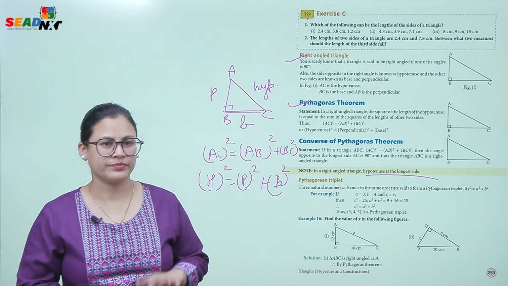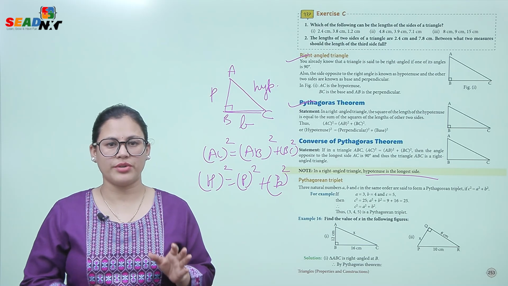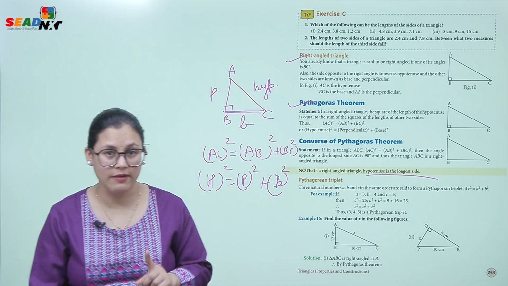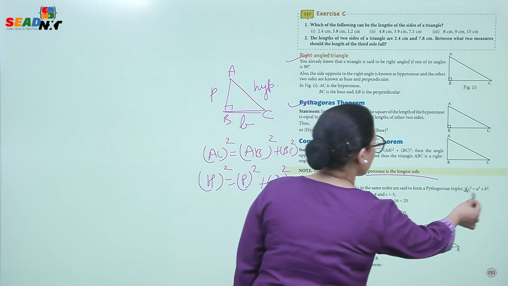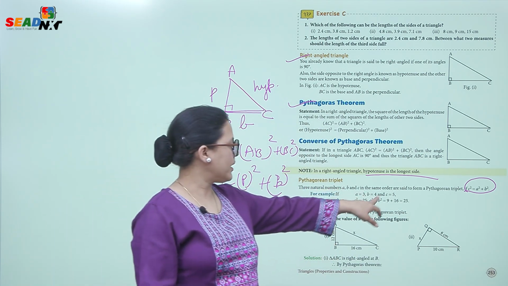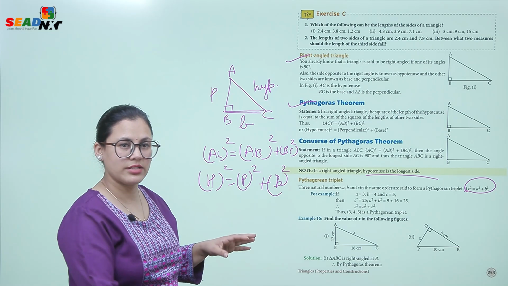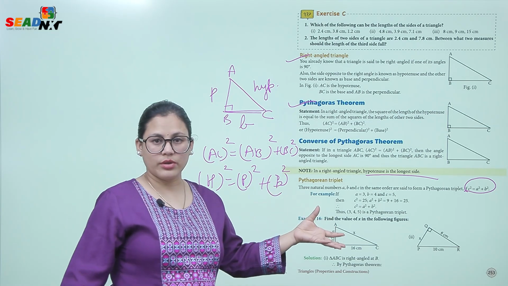Pythagorean triplet. Three natural numbers A, B and C in the same order are said to form a Pythagorean triplet if C square is equal to A square plus B square. For example, A, B, C is given: A is 3, B is 4 and C is 5. Now let's find out whether it forms a Pythagorean triplet or not.